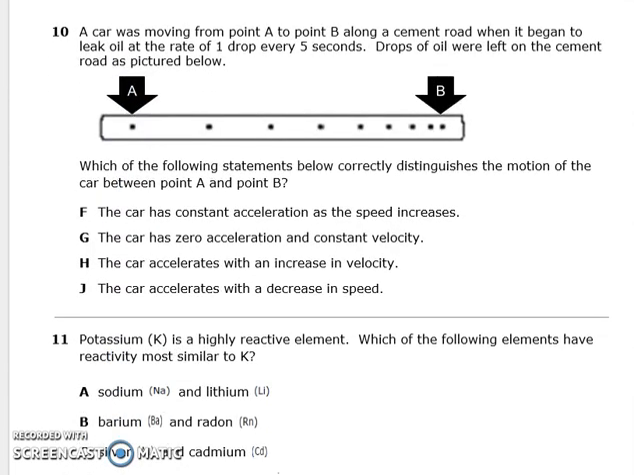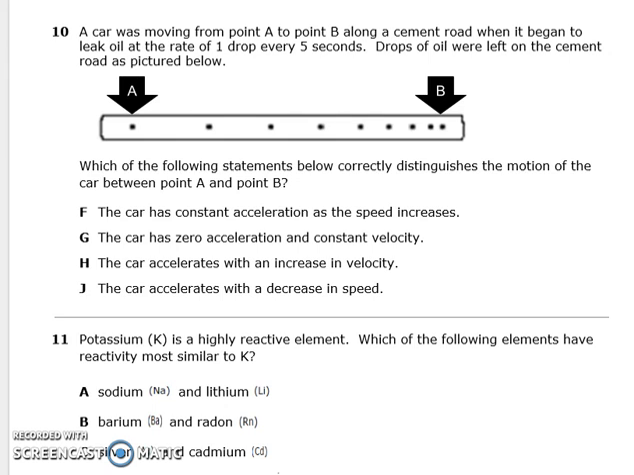Number 10. A car was moving from point A to point B along a cement road when it began to leak oil at the rate of 1 drop every 5 seconds. Drops of oil were left on the cement road as pictured below. Which of the following statements below correctly distinguishes the motion of the car between point A and point B?